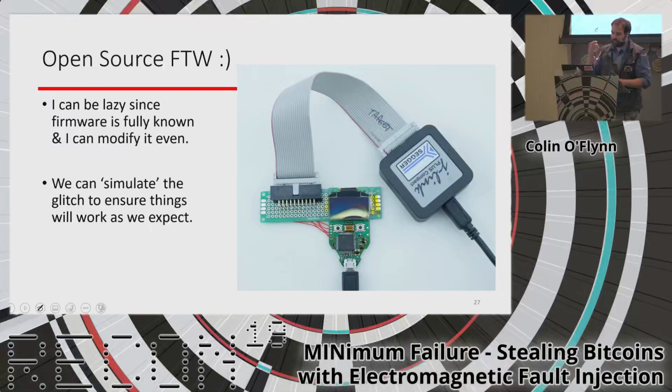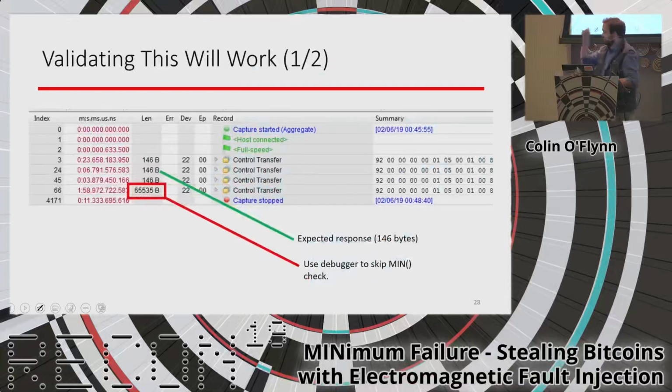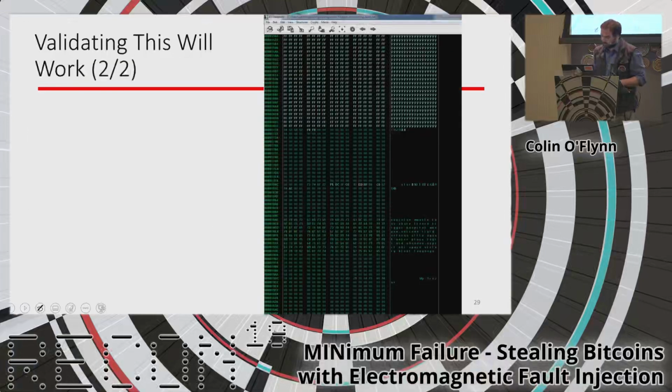But as step 0, being really lazy, we can get the open source code and compile it onto a version of the wallet. I've just taken a wallet and soldered a new chip on, so I have full JTAG access, and we can simulate this glitch. By simulate, I literally mean single step through, hit that comparison, and use a debugger to skip that check. When you see that, you say, okay, yes, I'm going to get back 65K of data. It's good. I also confirmed that in that data there is this recovery seed that's all in strings. So if I look at the strings, I know I'm going to get this to work.